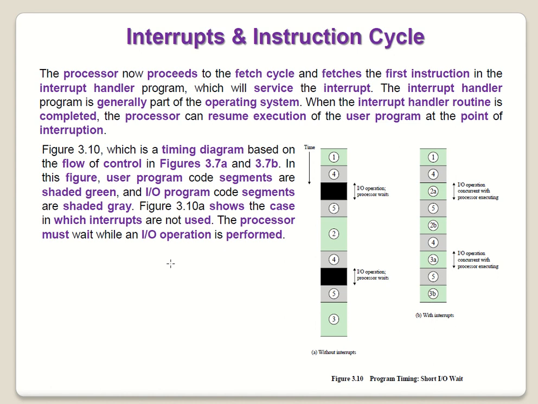User program code segments are the ones shaded in green. IO program code segments are the ones in the gray color. And the black one is where the CPU is sitting idle. Can you see here this long time, many clock cycles, CPU sitting idle? Again, the processor is waiting and waiting. The black shaded one is the CPU time where the CPU waits for the IO to be ready.